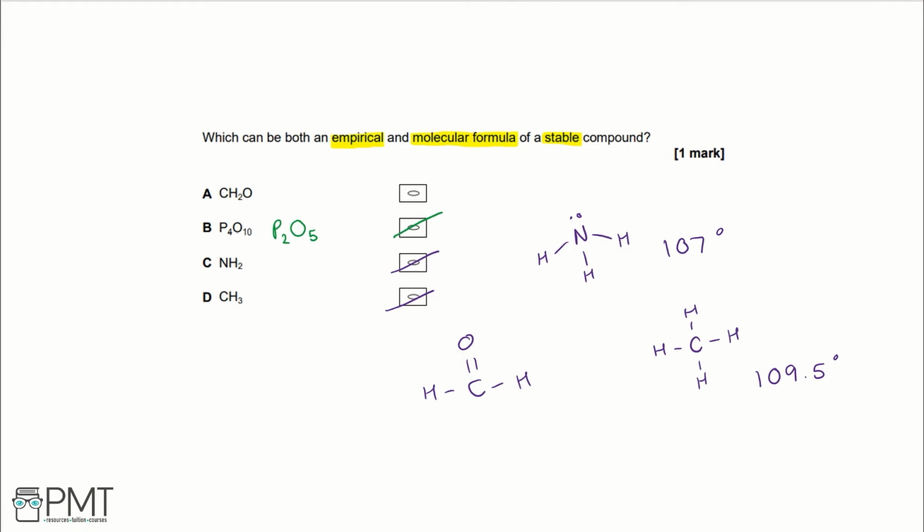And so our answer for this question is A, because A also can't be divided by anything to get a simpler version of this molecular formula. So it's also the empirical formula. And to get the mark for this question, you need to circle the box that says A.